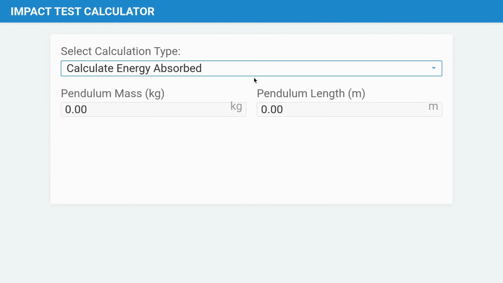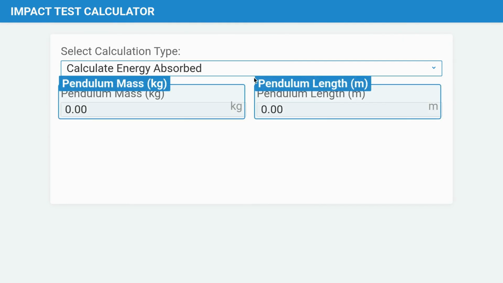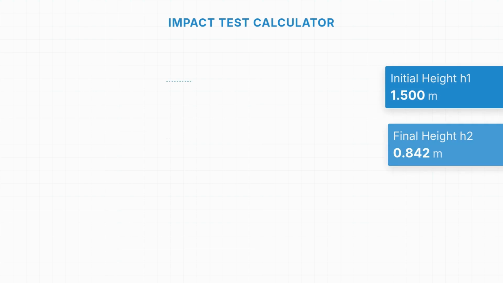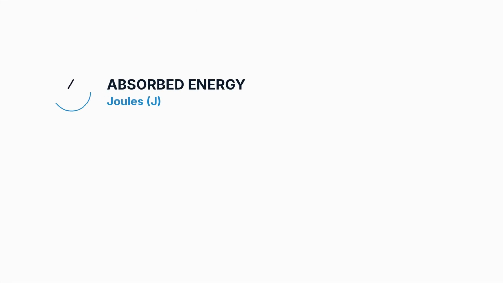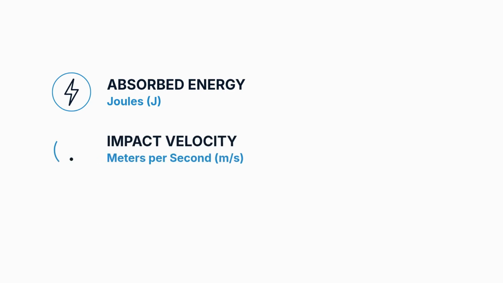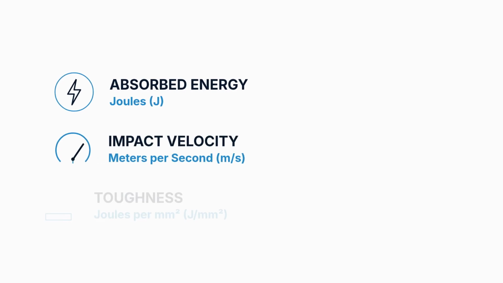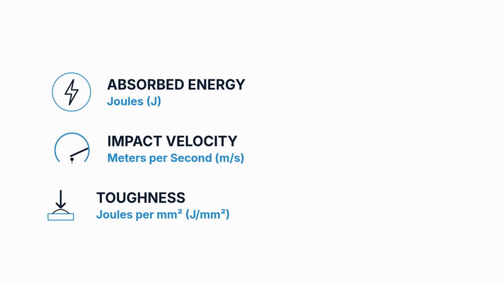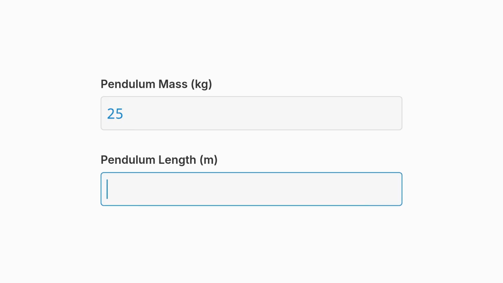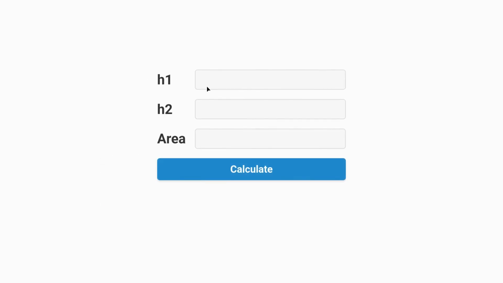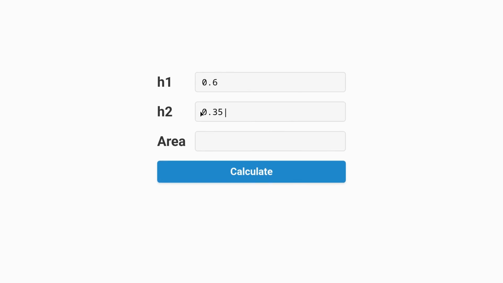Next, enter your pendulum mass in kilograms, pendulum length in meters, initial height h1 in meters, final height h2 in meters, and cross-section area in square millimeters. The calculator also includes fields for absorbed energy in joules, impact velocity in meters per second, and toughness in joules per square millimeter. For our example, I'll input pendulum mass 25 kilograms, pendulum length 0.8 meters, initial height 0.6 meters, final height 0.35 meters, and cross-section area 80 square millimeters.